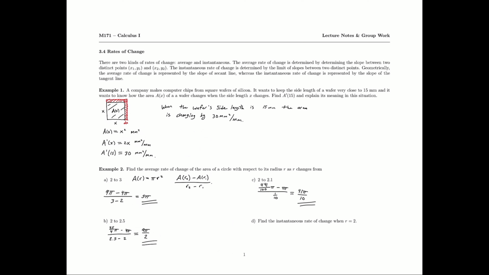So now we actually want to find that using what we know about derivatives. This would just be calculating a derivative. A prime of r would be 2 pi r. And if we plug in radius is 2, we get 4 pi, which is exactly what our estimates were creeping towards. So that at least makes sense and checks out.